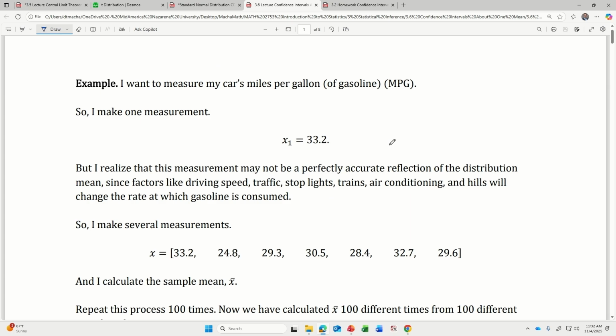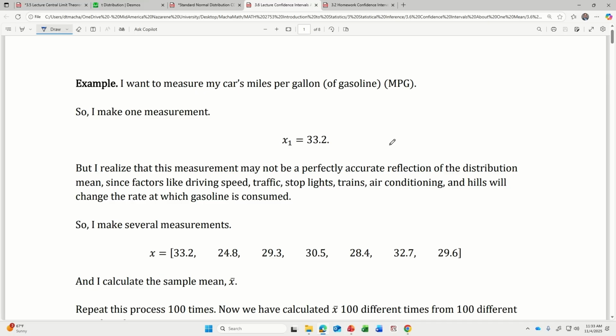I want to measure my car's miles per gallon. So I make one measurement. I could do this by filling up my car's gas tank, resetting the odometer, driving around for a while, coming back to the gas station, filling up my car's gas tank again, looking to see how many gallons of gas it took to refill the tank, looking at my odometer reading, and then I could divide. Gallons of gas divided by miles driven, or opposite. I'd actually divide miles driven divided by gallons of gas. And so let's say I do that, and I make one measurement, and it's like 33.2 miles per gallon.